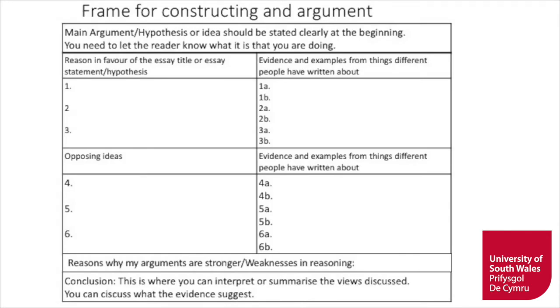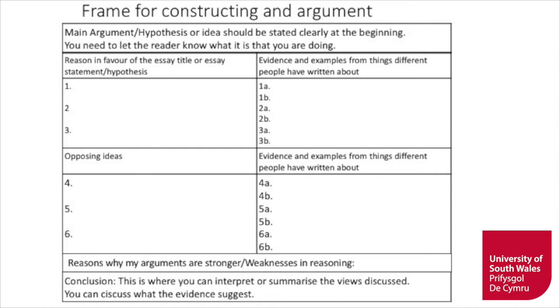Looking at one in more detail, this is a framework for constructing the argument. At the top you've got the main argument, the hypothesis or idea, which should be stated clearly at the beginning. You need to let the reader know what it is you're planning on doing. Then below is a reason for the essay title, so a statement or hypothesis. You might include some key points within this. Then you're going to include evidence and examples from different people that have written about this. So then you'd have maybe three points with an A and a B supporting.